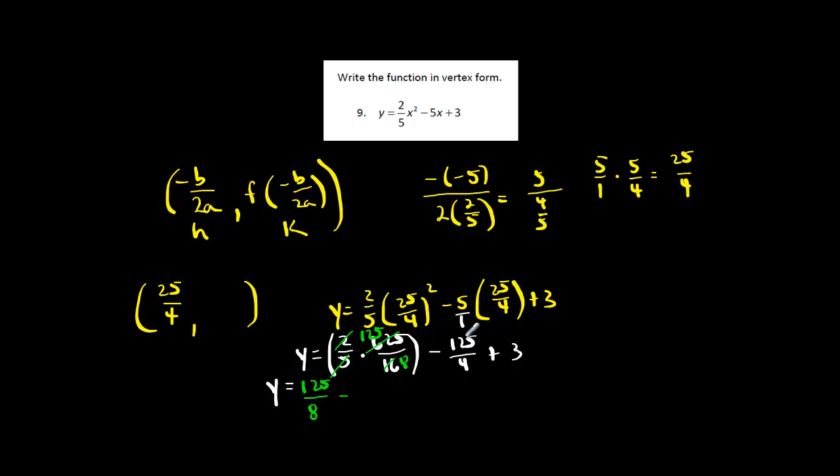Minus, we're going to change this into eighths. So we have to double the denominator to make it 8. If we do that, we have to double the numerators. We're going to have 250. Plus, let's make this eighths. If I make the denominator 8, it was a 1, I have to multiply the top by 8, so we're going to have 24. So all of this is going to be over 8, so we're going to have 125 minus 250 is negative 125, plus 24 is negative 101.